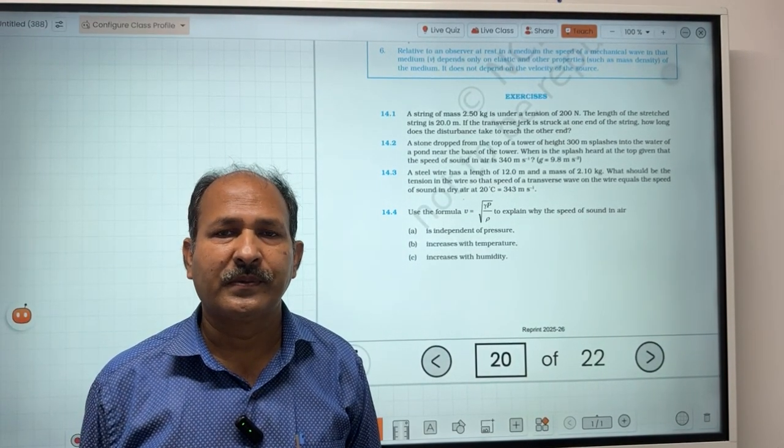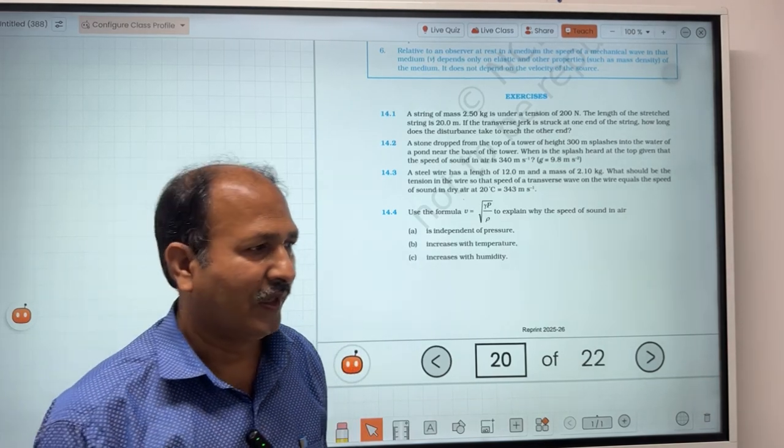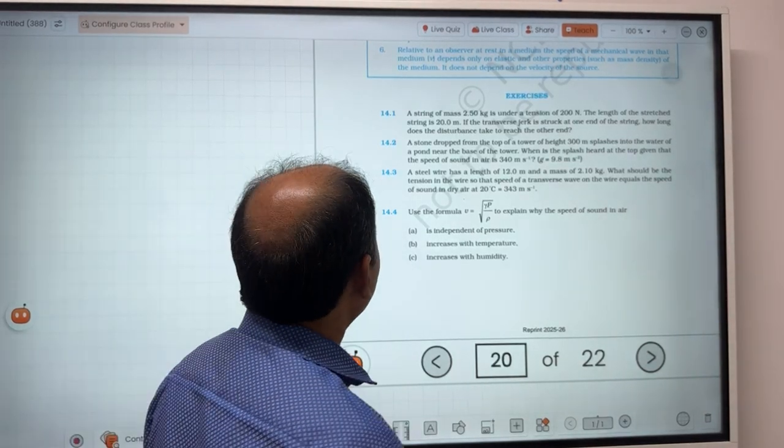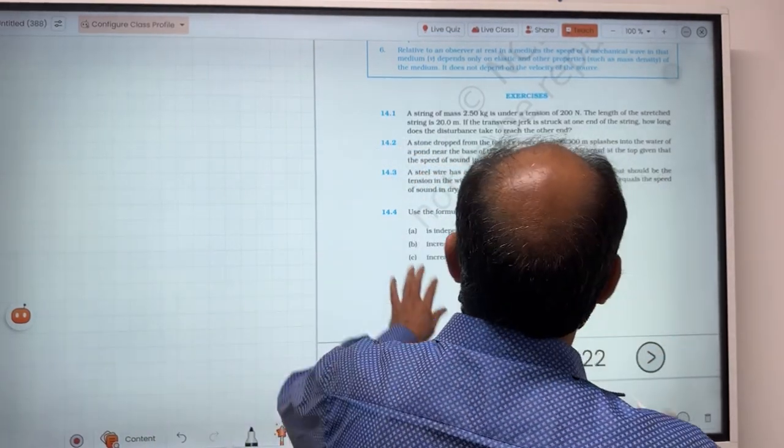We are going to start with the numericals of chapter Waves of class 11th physics. So let's enjoy the questions. So question number 1.